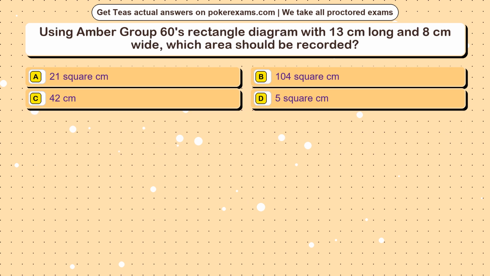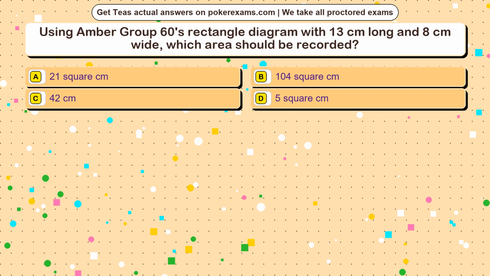Question 10. Using Amber Group 60's rectangle diagram with 13 cm long and 8 cm wide, which area should be recorded? Option A, 21 square cm. Option B, 104 square cm. Option C, 42 cm. Option D, 5 square cm.